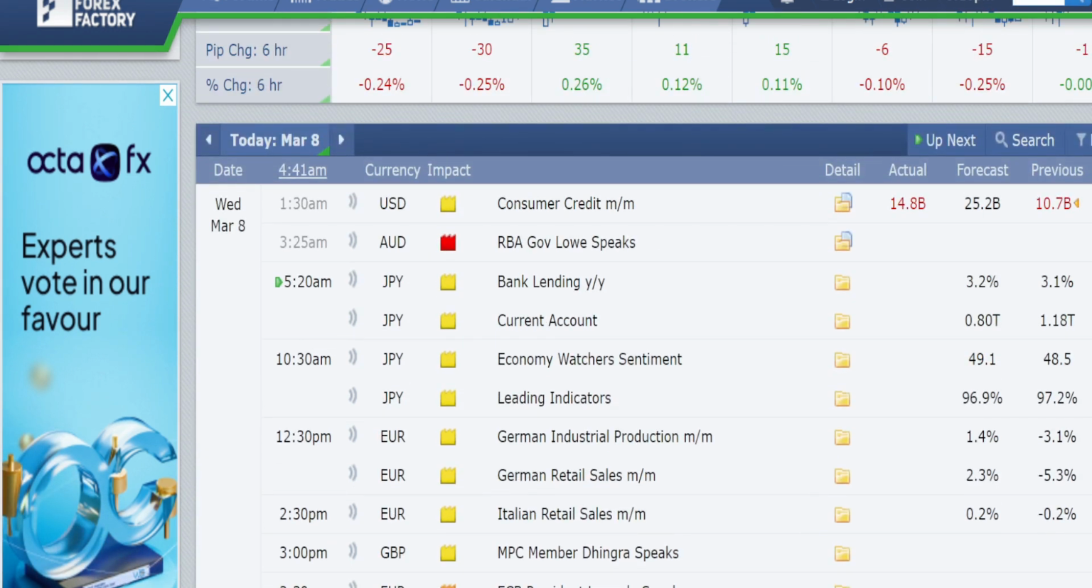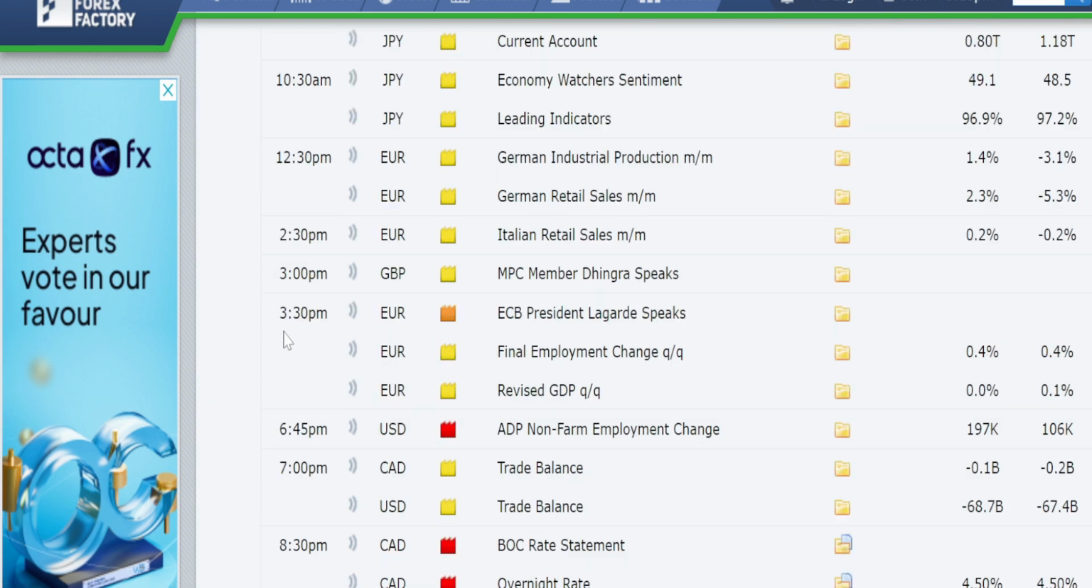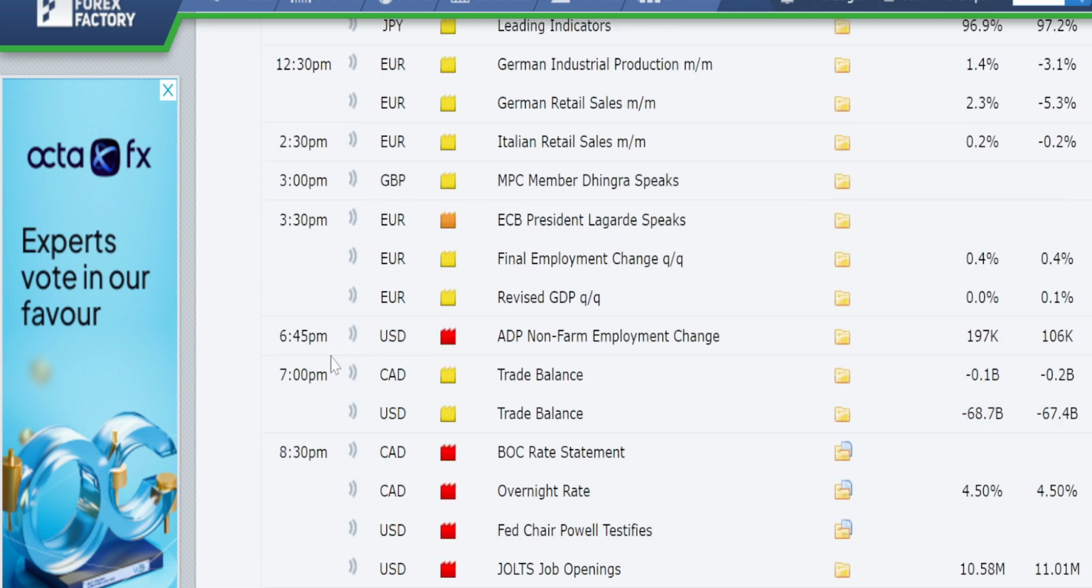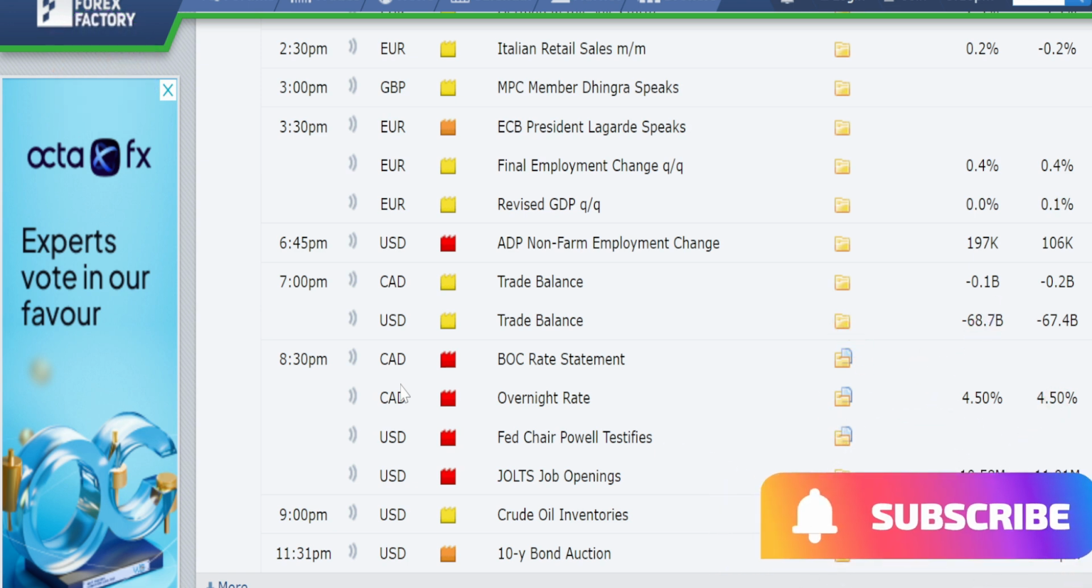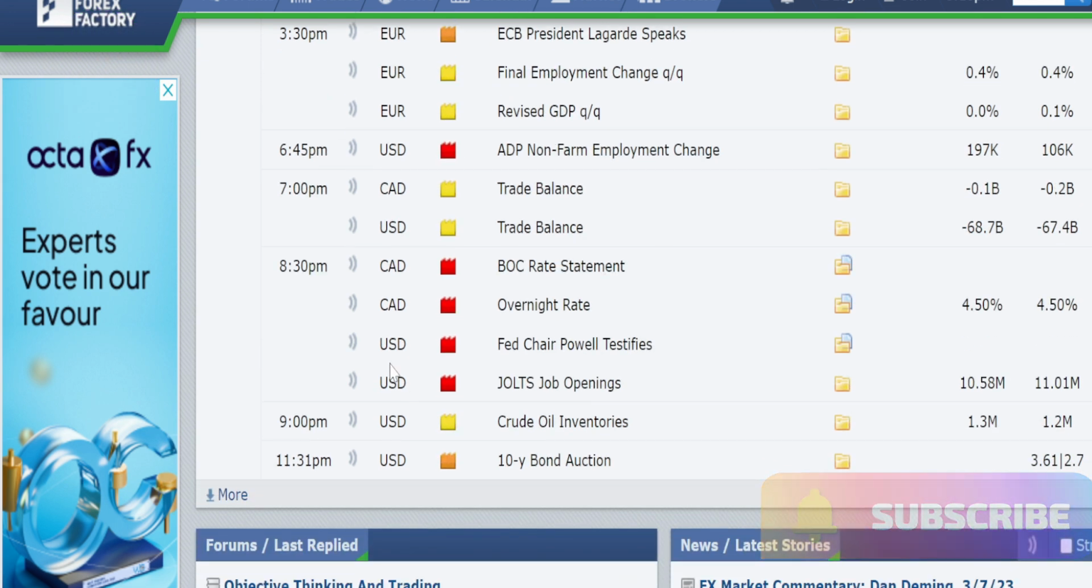And when we look at the economical events plan for today, Wednesday, March 8th. At 3:30 p.m. we have medium impact news plan for euro related currency pairs. At 6:45 p.m. we have high impact news plan for US dollar related currency pairs. And at 8:30 p.m. we have high impact news plan for Canadian dollar related currency pairs and US dollar related currency pairs. At 11:31 p.m. we have medium impact news plan for US dollar related currency pairs.